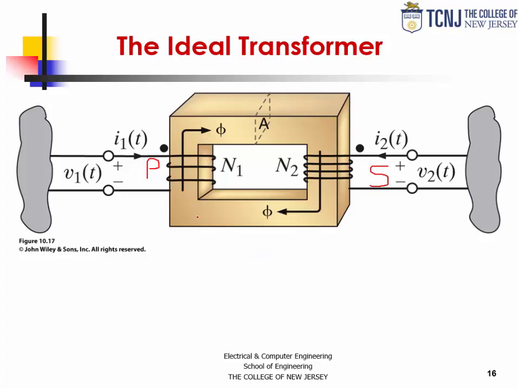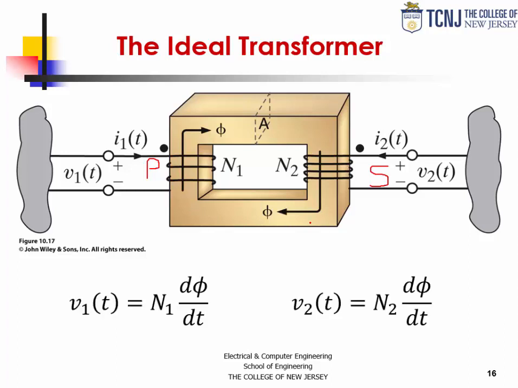Since this is a highly magnetically conductive structure or material, I'm going to have a concentration of magnetic flux flowing around this structure. And I already know that the voltage on the primary is equal to the number of turns in the primary times the derivative of the magnetic flux. Similarly, on the secondary, the voltage is going to be the number of turns on the secondary times the derivative of the magnetic flux.